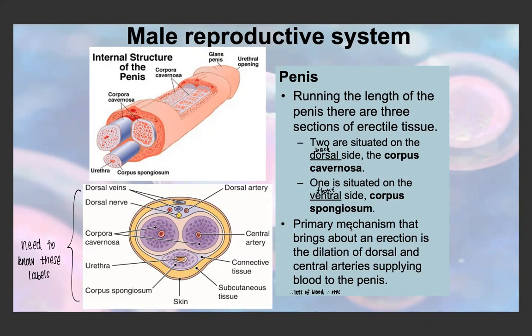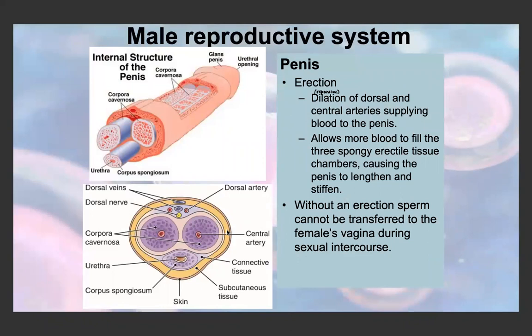The primary mechanism that brings about an erection is the dilation of the dorsal and the central arteries. So here's the central arteries, and there's the dorsal arteries. And these supply blood to the penis. As they dilate, they expand, and blood rushes into the penis, causing the penis to become stiff and erect. We'll go into the process of erection a little bit later. As we said, an erection is the dilation of the dorsal and central arteries. It allows more blood to fill these 3 spongy erectile chambers, the corpus spongiosum and cavernosa, and it causes the penis to stiffen and lengthen.